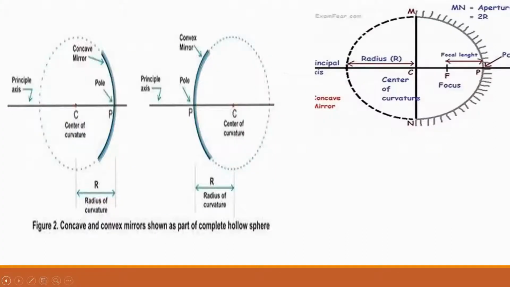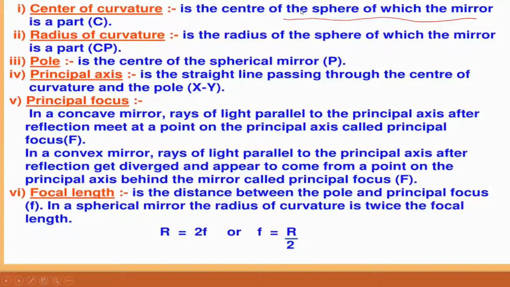If you see in this figure, this C is representing the center of curvature of the concave mirror and this C is representing the center of curvature for the convex mirror. The second term is radius of curvature. Radius of curvature is the radius of the sphere of which the mirror is a part.